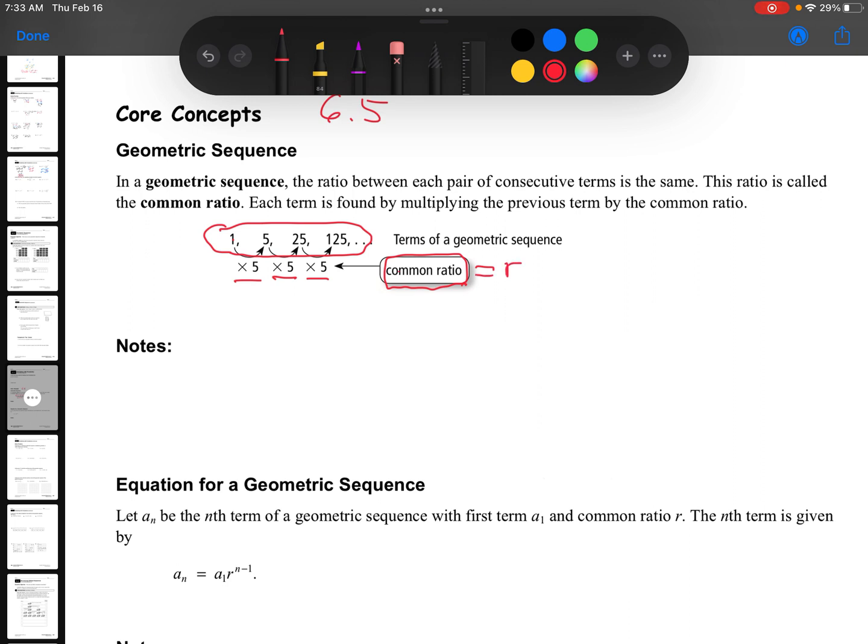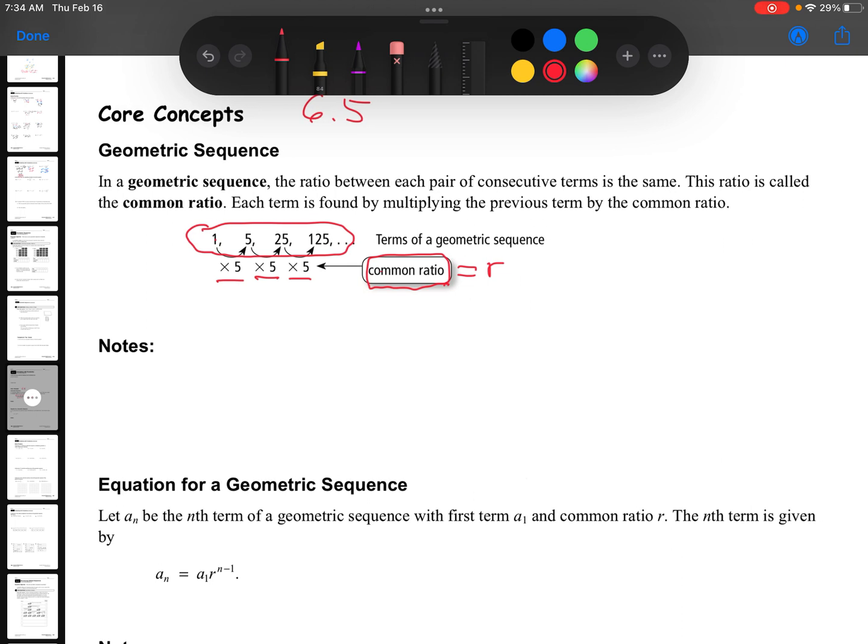Last time when we were doing section 4.6 in arithmetic sequences, we had something similar, remember? We had the common difference, and we used the letter D to label it. Hopefully you will see some similarities, and I'm going to do another example, not using this 1, 5, 25, and so on, but a different one. Hopefully this will give us some better ideas of what is going on.